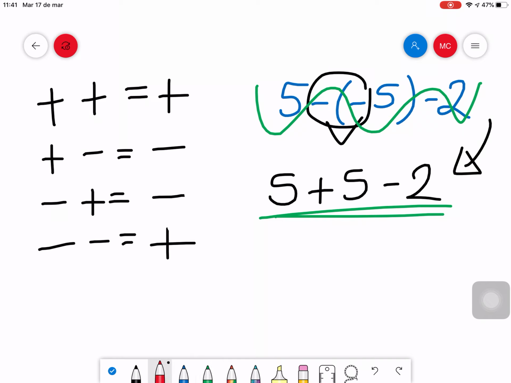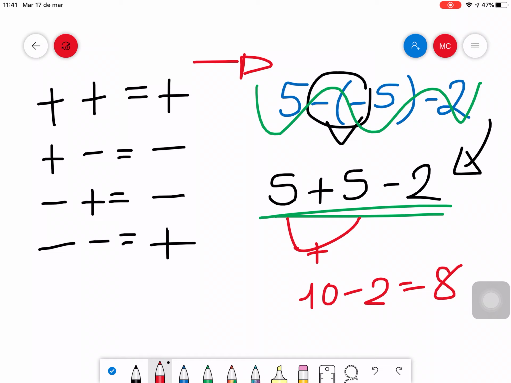So I start regularly, that is 5 plus 5, that gives me 10. 10 minus 2 is 8. That was completely simple. You see? If you see the operation like this, it will take you a lot of time, but if you see it like this, it will be solved right away.